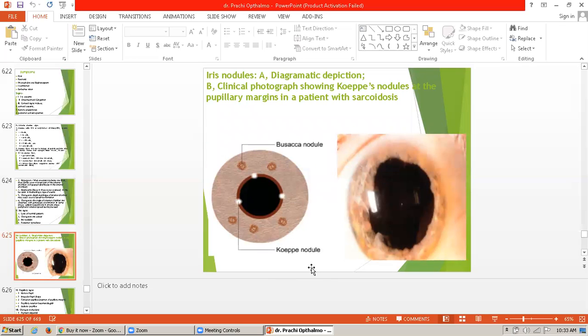So this is a diagrammatic depiction of iris nodules in diagram A. And in B, we can see a clinical photograph showing a Koeppe nodule at the pupillary margin in a patient with sarcoidosis. So this is a Busacca nodule and this is a Koeppe nodule. These are the nodule formations in a patient with sarcoidosis.